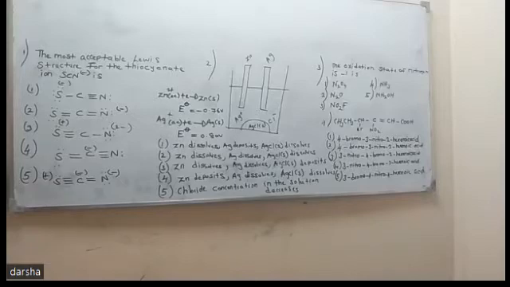Now you see, the first question is from general chemistry. The most acceptable Lewis structure for the thiocyanate ion. If they ask a question like this, most of them start to draw the structures for the thiocyanate. Don't do that. Now you see, they have given 5 structures. Out of these 5 structures, one should be the answer. So you have to select it.